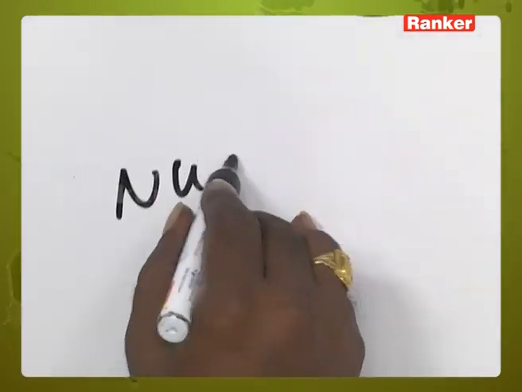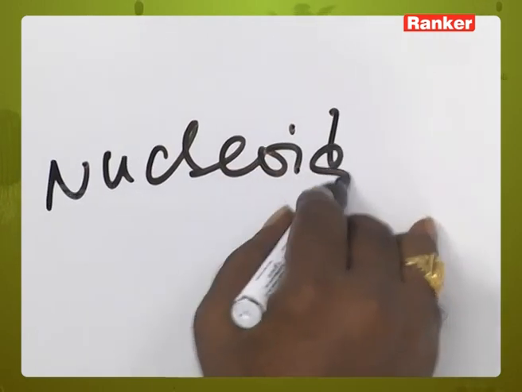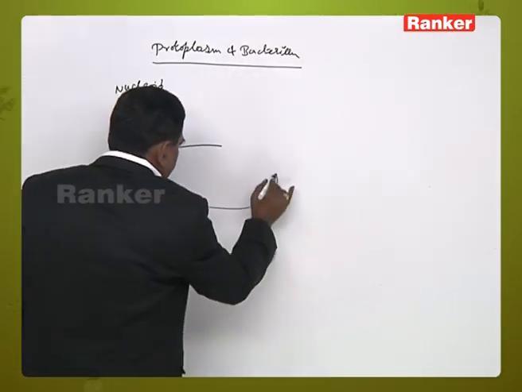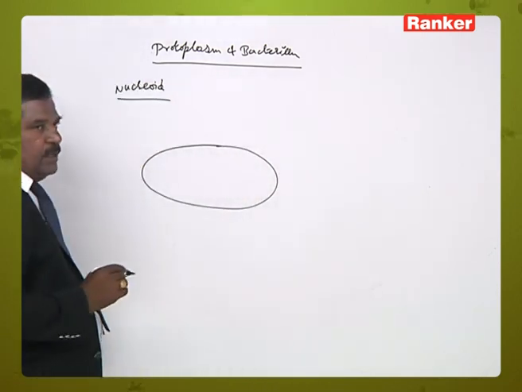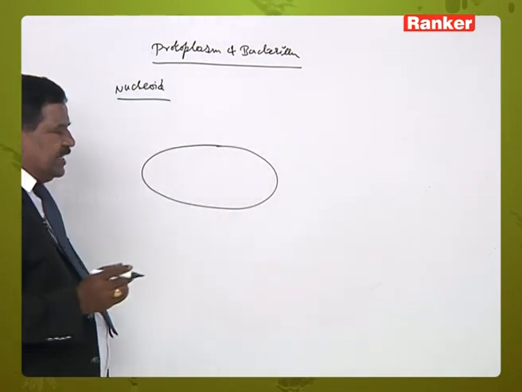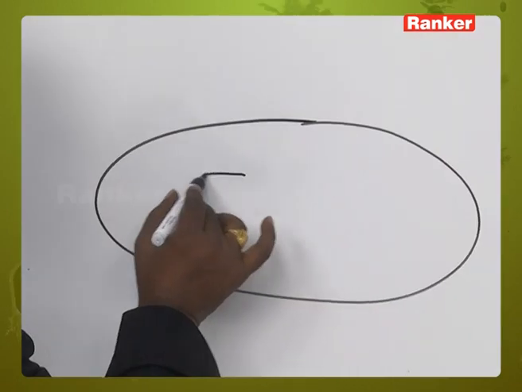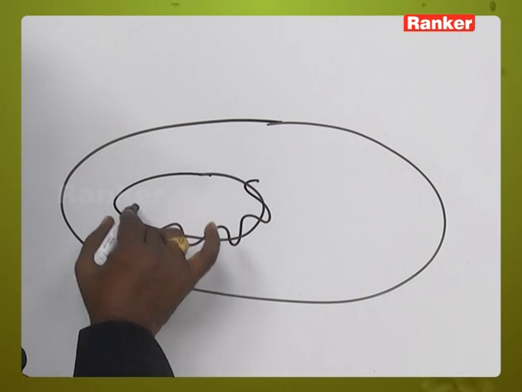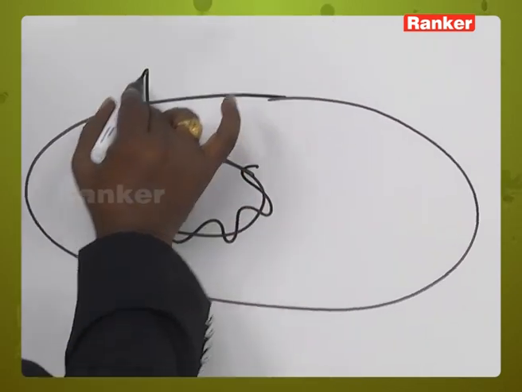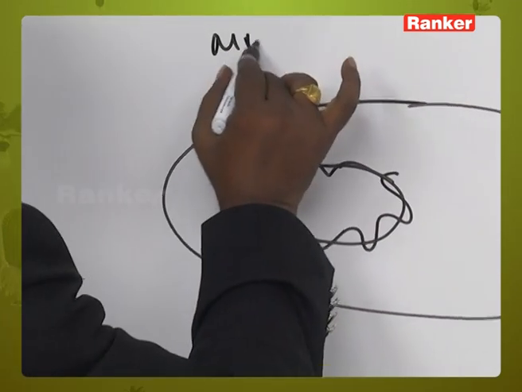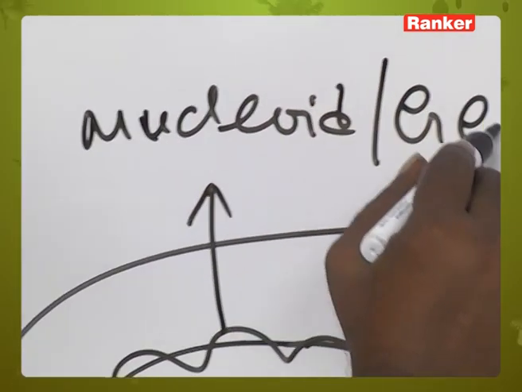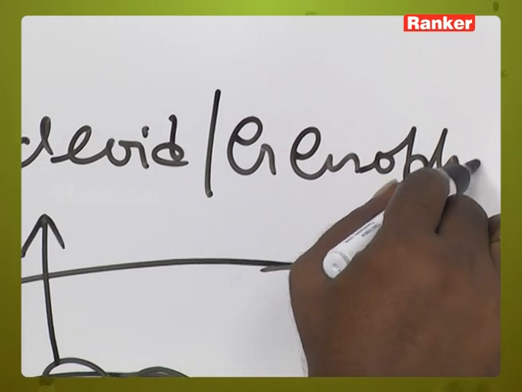Next one, nucleoid. The main genetic material of the bacterium is called the nucleoid. It is also called genophore.